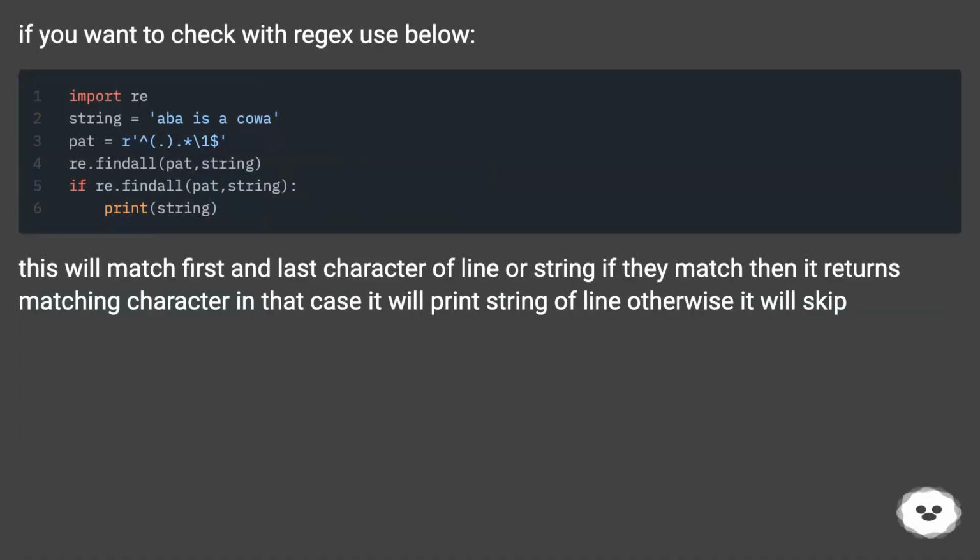If you want to check with regex, use the below. This will match the first and last character of a line or string. If they match, then it returns the matching character. In that case, it will print the string or line, otherwise it will skip.